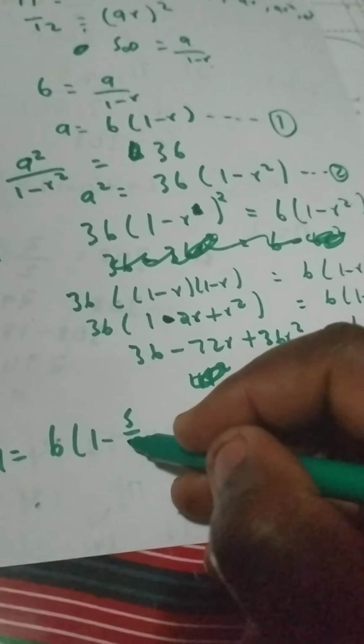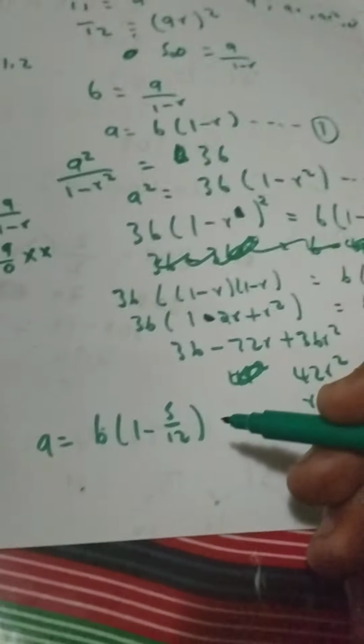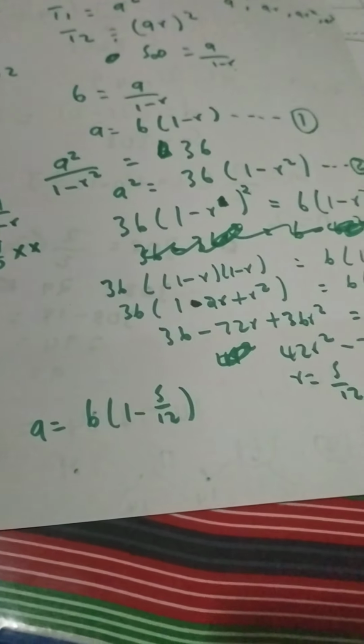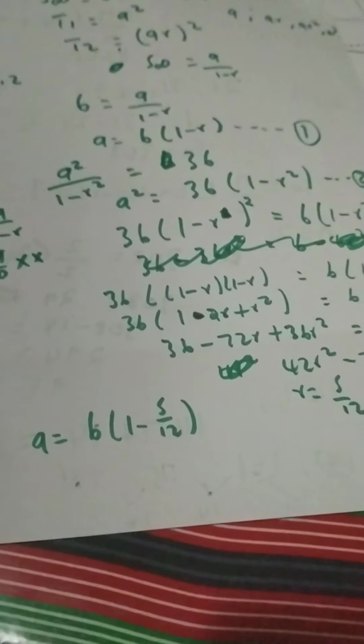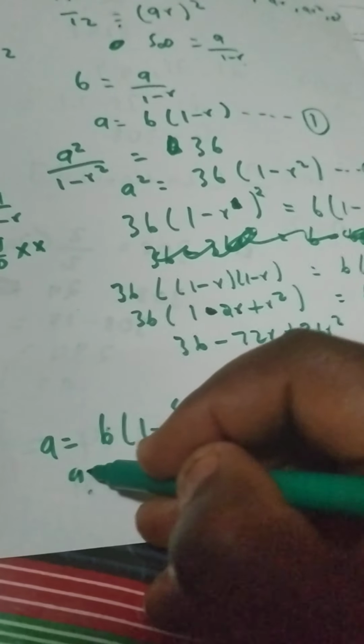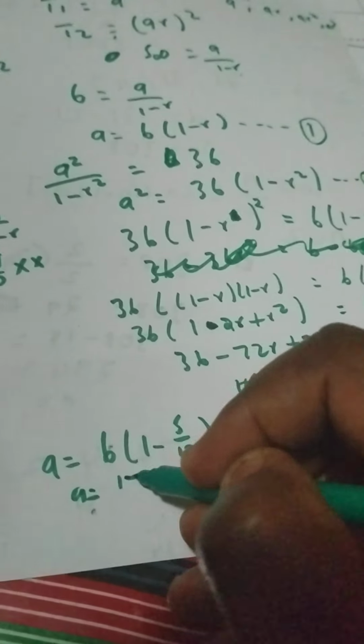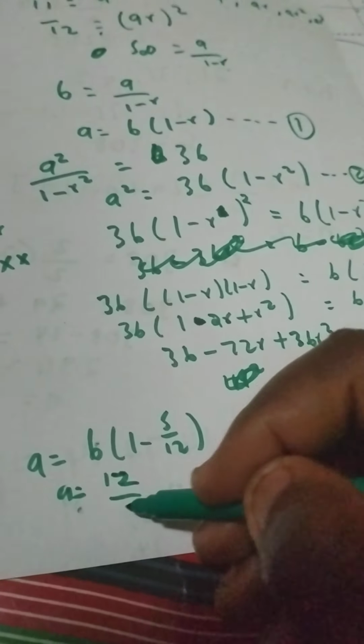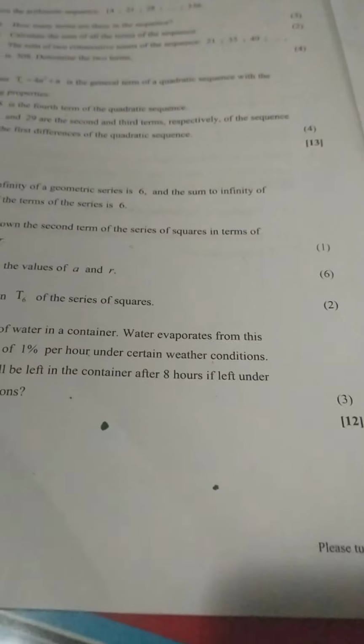Because R can't be 1, that would give us infinity, meaning you can't find anything with that. So I'll just do that. 6 outside, 1 minus 5 over 12. Okay, A is equal to 12 over 7. That's nice. How many marks? 6 marks. If that's legit, it should be legit.